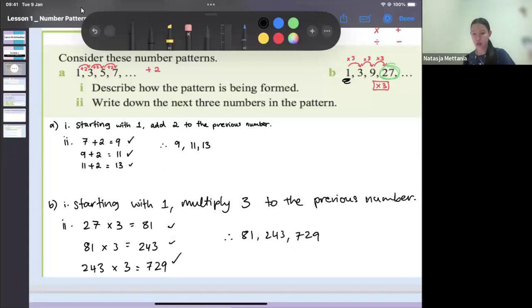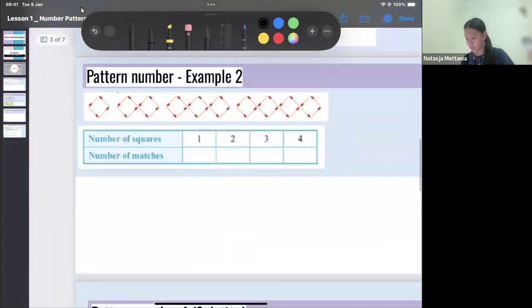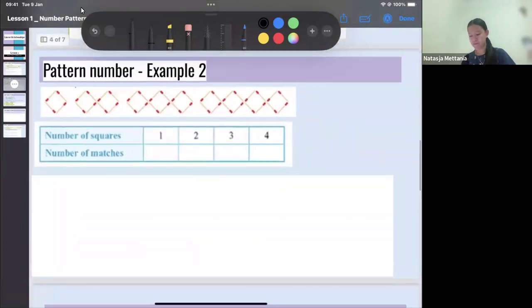Okay. Next part, example number 2. I think you guys see it already. In our diagnostic test, we did something similar. So the number of squares, 1, 2, 3, 4. And I need to have the number of squares in relationship with number of matches. So super easy. We're just going to count the matches. In the first square, I've got 1, 2, 3, 4. So 4 matches. I'm going to write down 4.